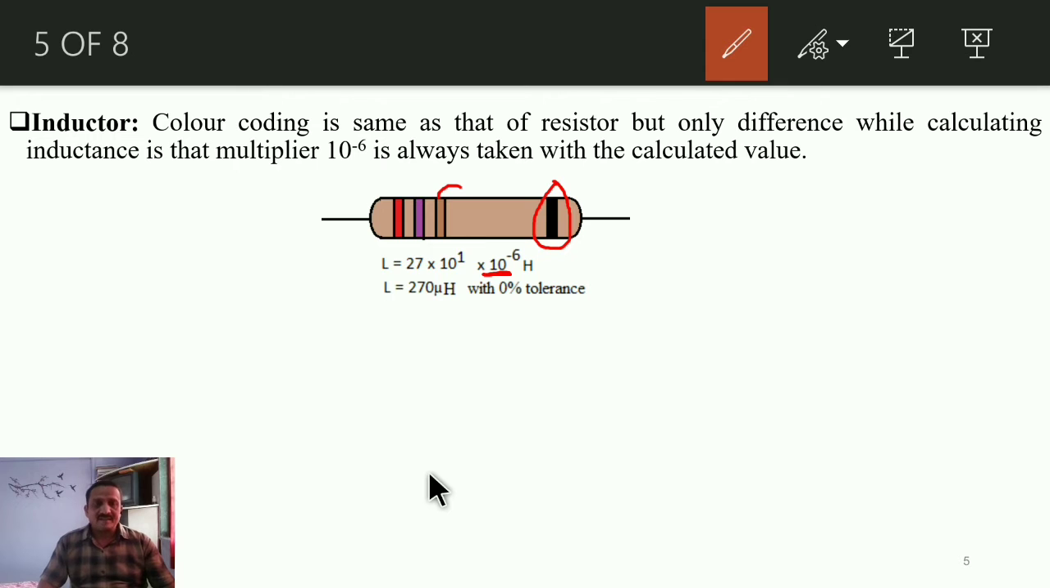Okay. So finally, the value of this inductor is 27 into 10 raised to 1, meaning 270, and 10 raised to minus 6 Henry, that means 270 microhenry, with the tolerance given by the last band, that is black. For black, the number assigned is 0, and that's why the tolerance is 0%, right?